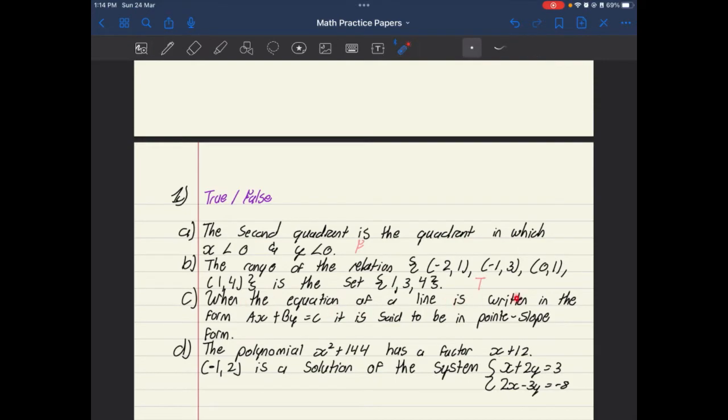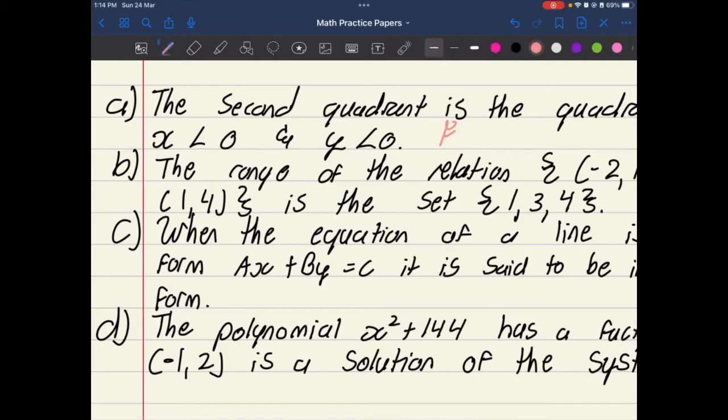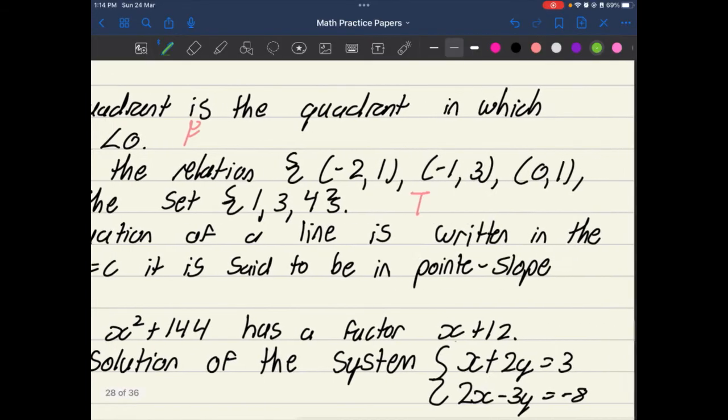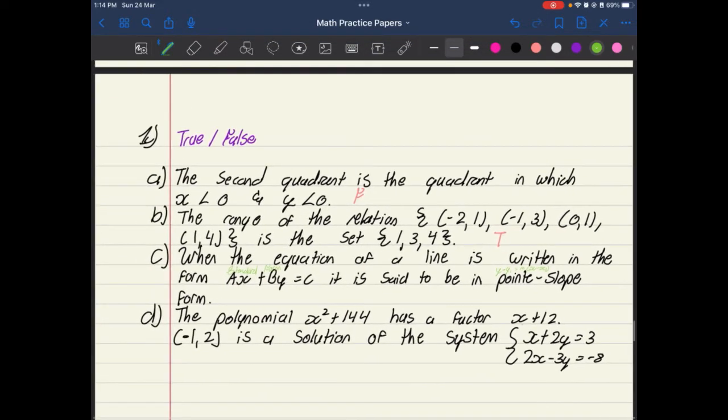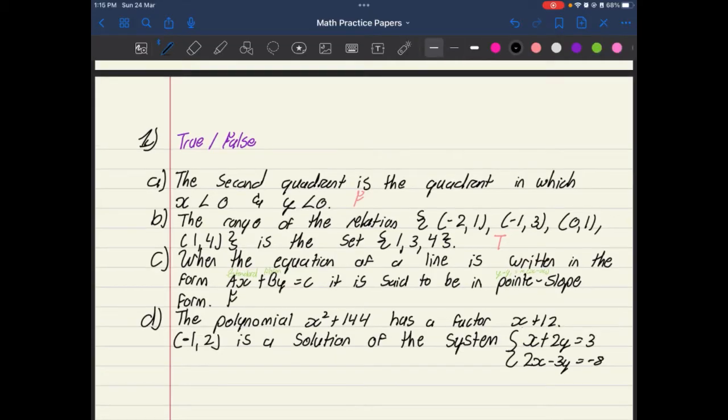When the equation of a line is written in the form ax plus by equals c, it is said to be in point slope form. This is incorrect. Let me show you. This is standard form right here, the standard form of an equation. Point slope form is y minus y1 equals m times (x minus x1). So this is false.